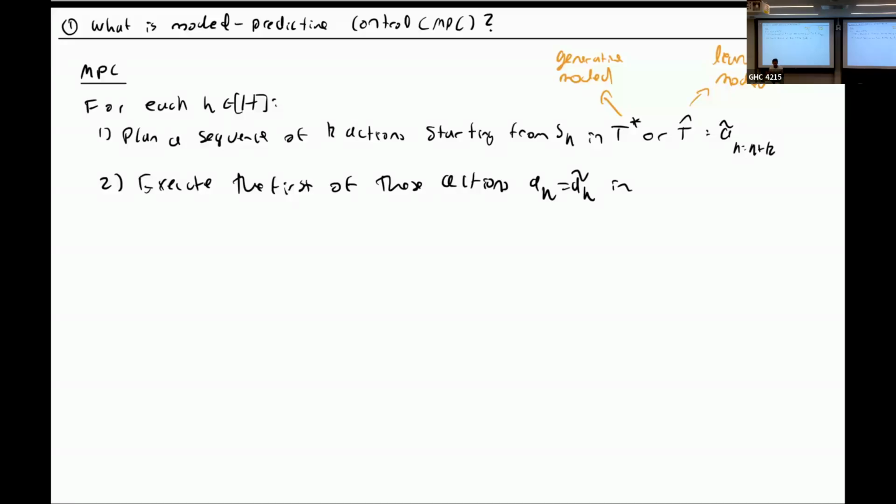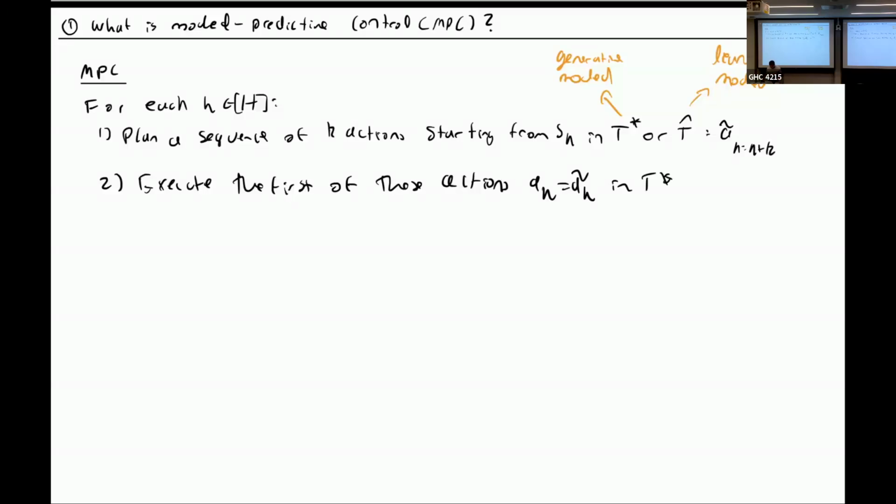In whatever the real world is, so in T star. And then we're going to go back and do this at every step. So at every step, we're planning out 8 steps inside our model, or maybe a perfect simulator, executing the first of these actions, actually taking a step forward in the real world, and then replanning over.